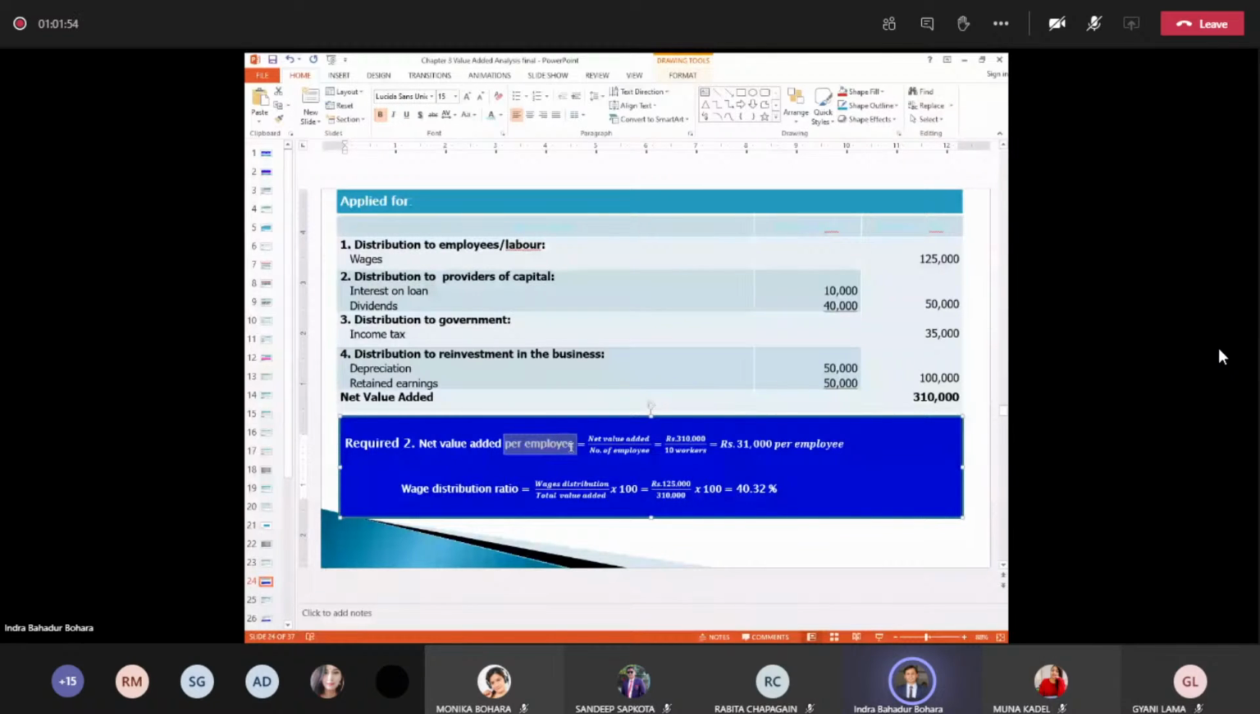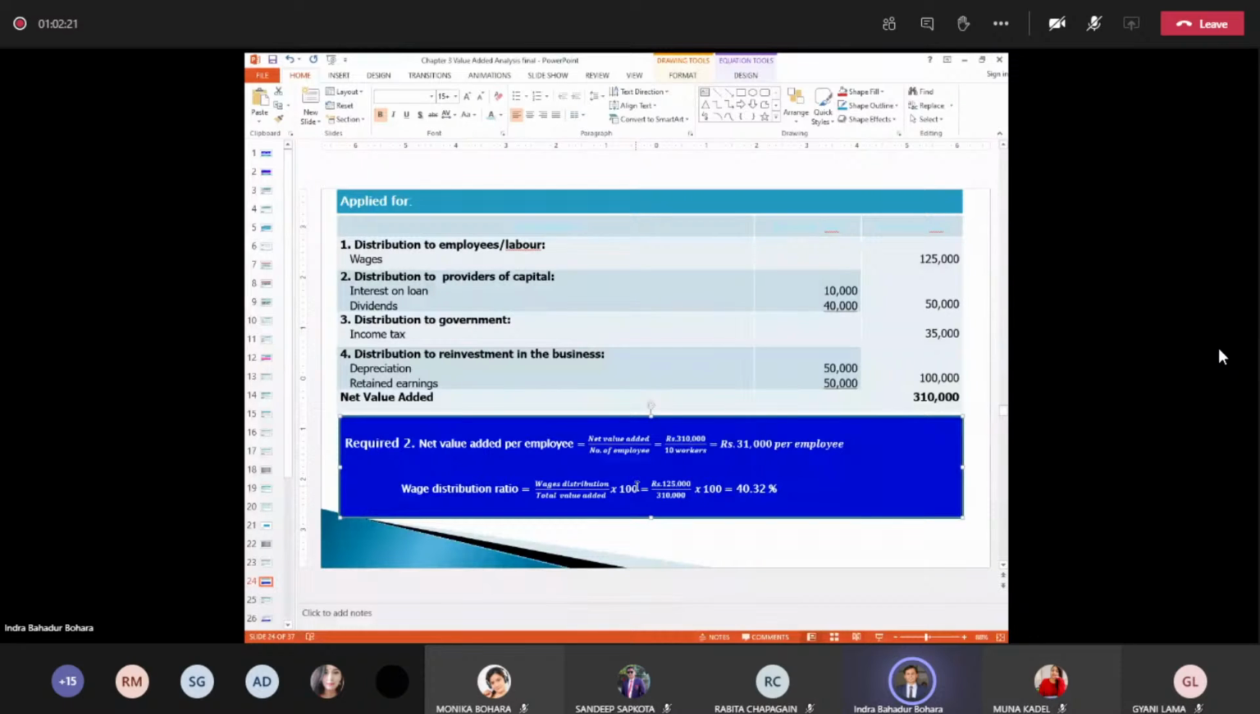To find out how much value one employee adds, the number of employees is the second factor, written in the denominator. Now substitute the value: 3,10,000 is the net value added, divided by the number of workers given, that is 10 workers, which gives rupees 31,000 per employee. The company added value of rupees 31,000 per employee.